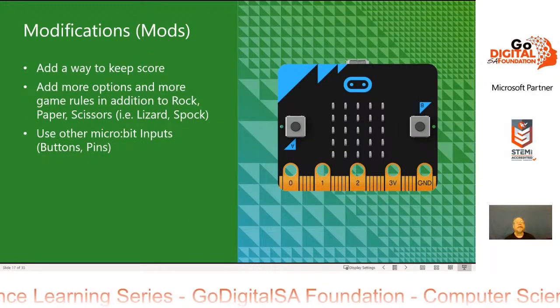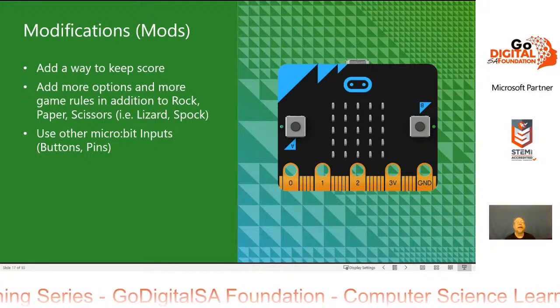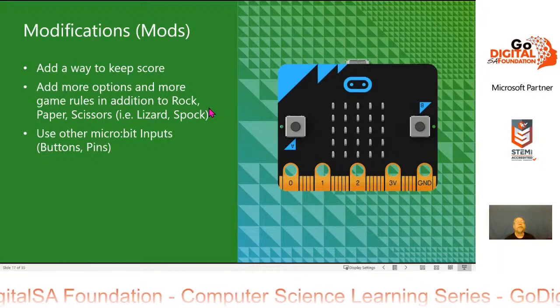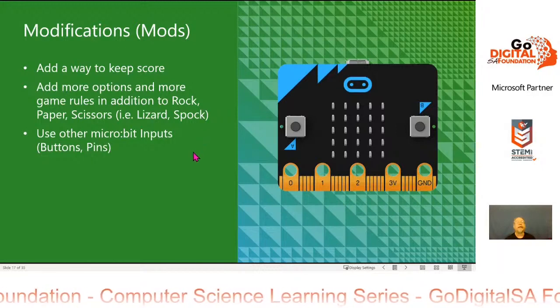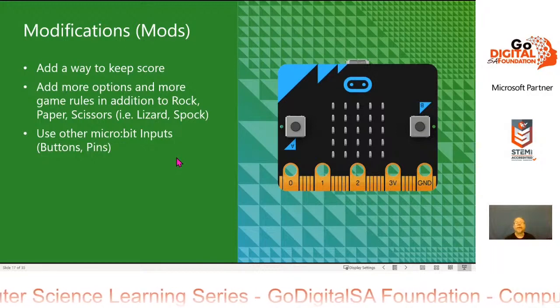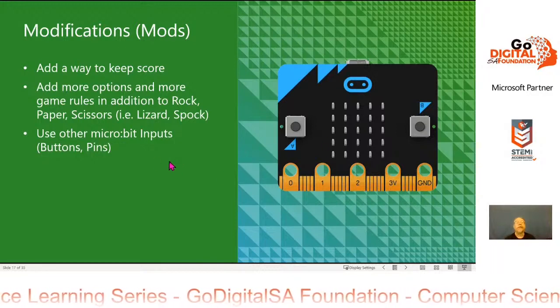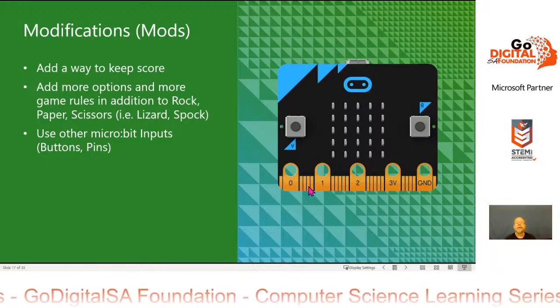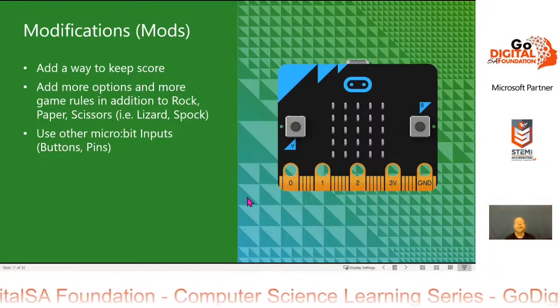Okay, so that was keeping score. And if we want to have more options, we can add more rules to it if we like. And to do that, since we only have the two buttons A and B, we can use other inputs like the pins. We can use pins 0, 1, or 2 as inputs as well.